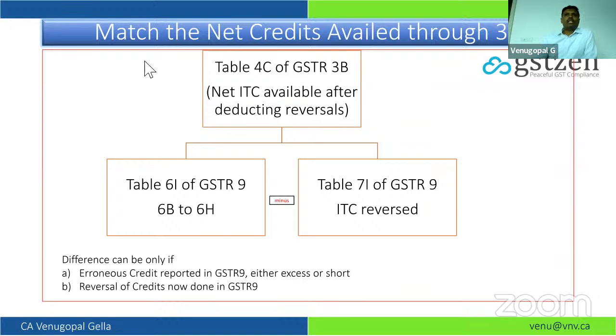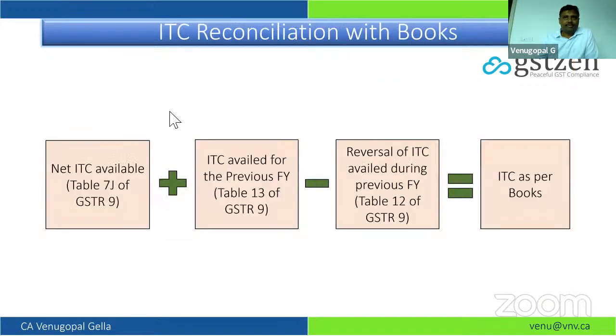So how do I correspond? How do I see the reversal of the credits? The credits are compared with 4C, the net credit available. Seven I. So 6I minus 7I will give you the credits that you have availed.